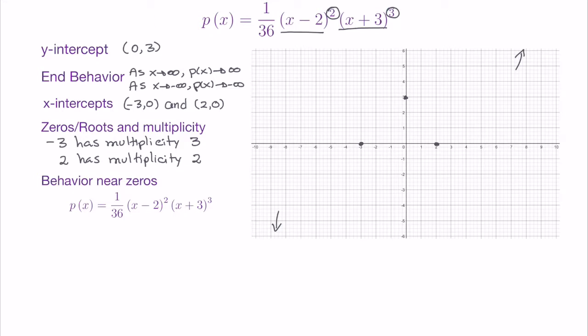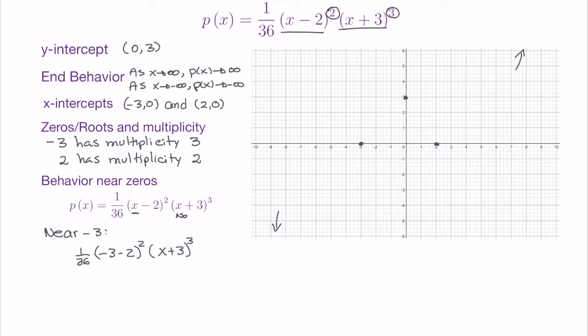Let's analyze the behavior near 0 for each root. So let's start to see how the graph looks near negative 3. We do this by plugging negative 3 everywhere except into its corresponding factor. So we plug it here and not here, and we get 1 over 36 times negative 3 minus 2 squared times x plus 3 cubed. So we do not plug the negative 3 into x plus 3.